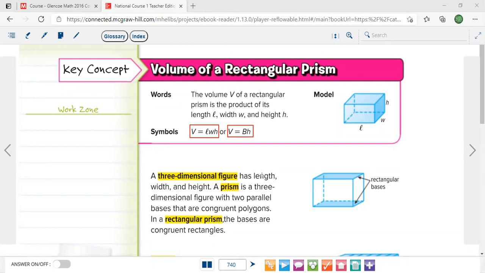A three-dimensional figure has length, width, and height. A prism is a three-dimensional figure with two parallel bases that are congruent polygons. In a rectangular prism, the bases are congruent rectangles. As I told you, we have 6 faces and all faces are shaped like rectangles. Maybe 2 faces will be squares, but other faces are rectangles. We call it a rectangular prism. So it's allowed in the rectangular prism for only 2 bases to be squares. But in general, in a rectangular prism, all faces are rectangles.